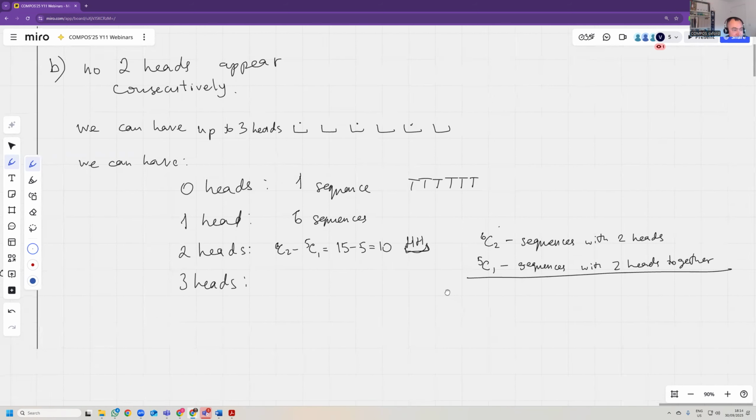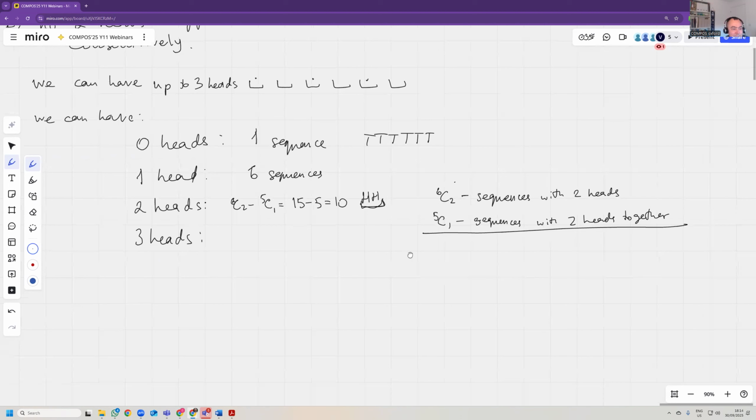Okay. The next one: we have 3 heads. And for 3 heads, I think it's quite easy. We can just list them. So there's 6 choose 2 minus 5 choose 1, 15 minus 5, because there's 15 sequences with 2 heads.